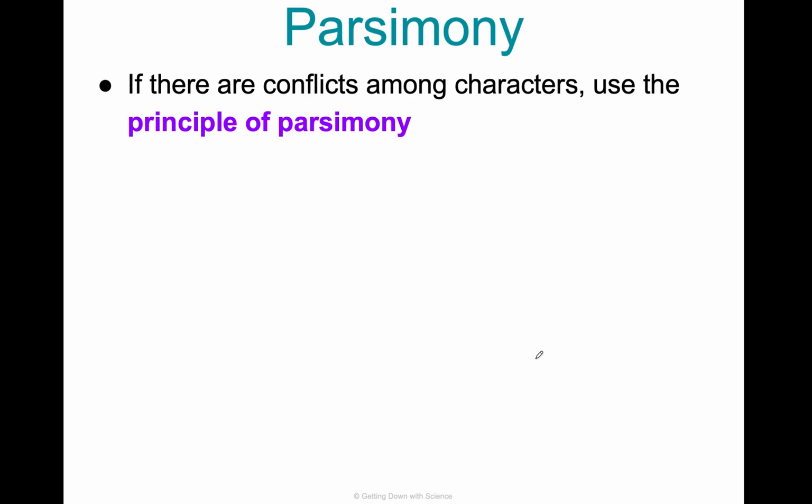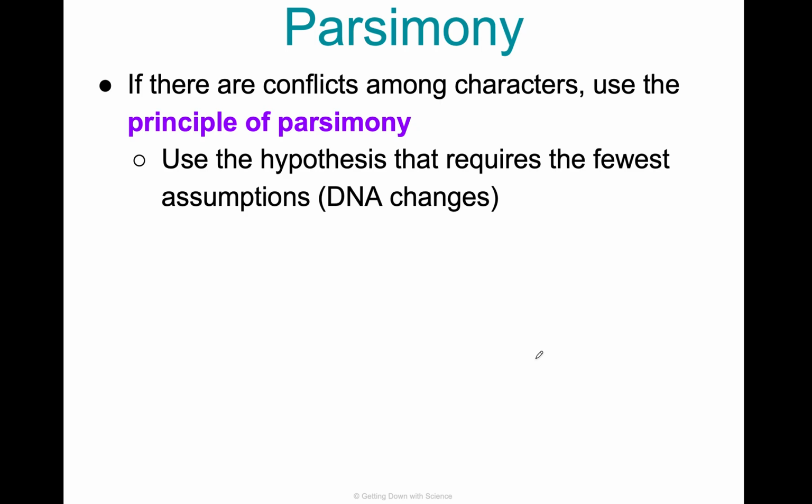All right, parsimony. So if there's conflicts among characters, use the principle of parsimony. It's a hypothesis that requires the fewest assumptions, right? It's kind of like the Occam's razor of evolutionary biology. Always have the fewest assumptions. So you can say the most basic assumption that you can make is that the DNA changed. It's the most common reason for a mutation.